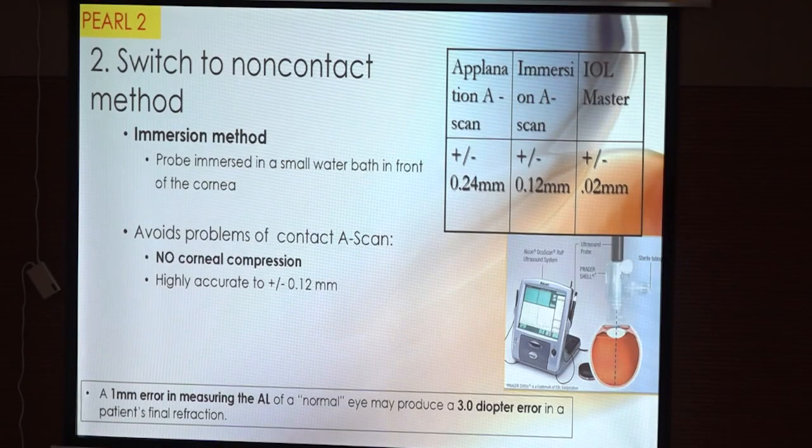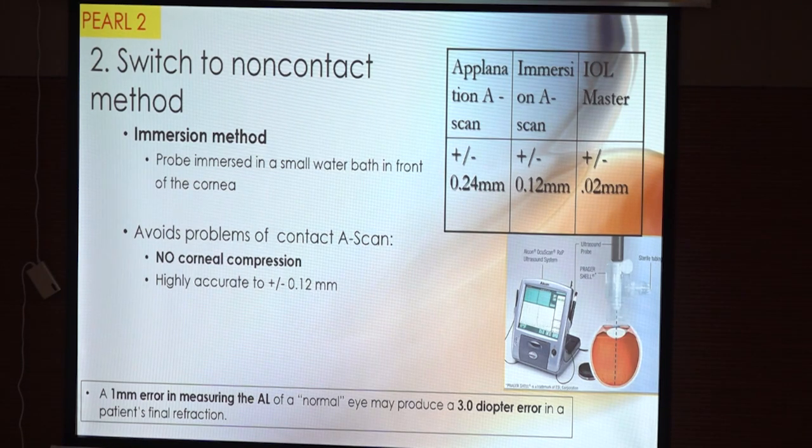Pearl number 2 is switch to non-contact method. That is either the immersion method or the optical method. So as we know that the applanation A scan has a maximum error of 0.24, immersion A scan has an error of 0.12, and IOL Master has the least error margin. So we should always try to switch to non-contact method.